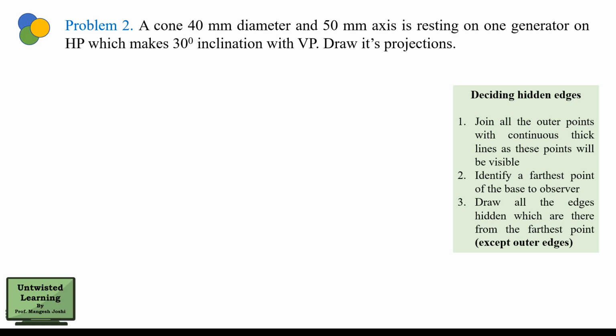Let us take a problem of cone. So I'm reading the problem. A cone 40 mm diameter and 50 mm axis is resting on one generator. So the resting condition is given. It is resting on one generator on HP. So again the same questions. It is resting on HP. So initial assumption will be base on HP. So if base on HP, top view will give its true shape, correct?